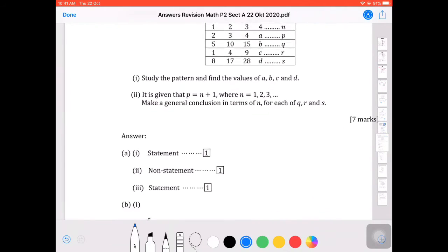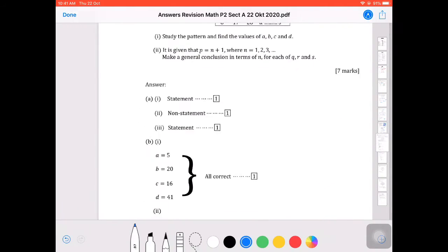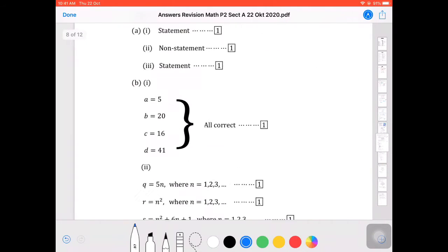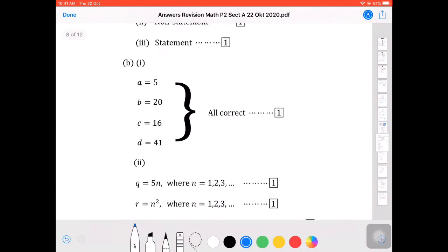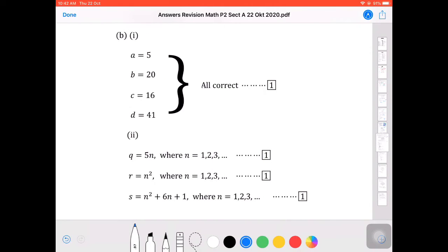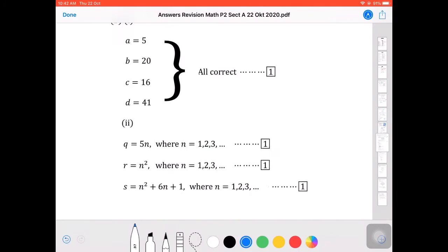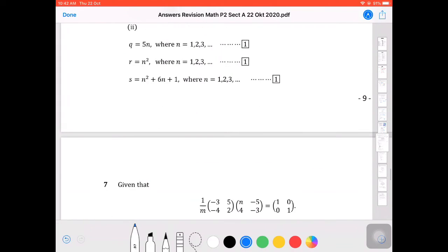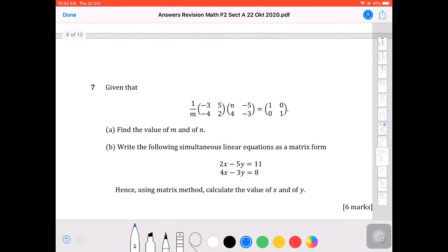Alright, B, you have to find the pattern. So the answer is 5, 20, 16 and 41. Alright, the second part is a bit difficult, because you need to find the pattern. So that is the answer. It's 5n, where n equals to 1. If you substitute back, 5 times 1 you get 5, 5 times 2 you get 10, 5 times 3 you get 15, and so on. The R will be the square, and then the S will be that particular answer.